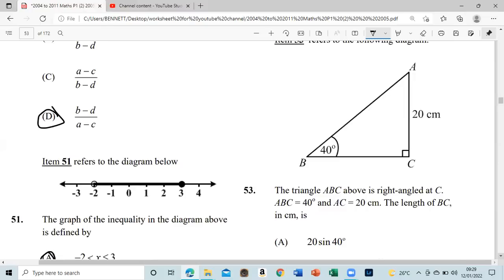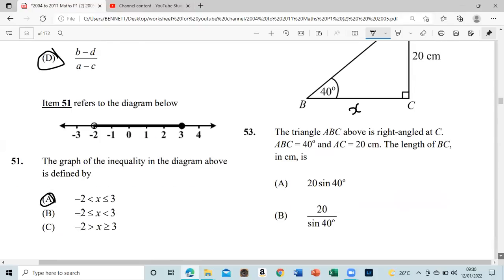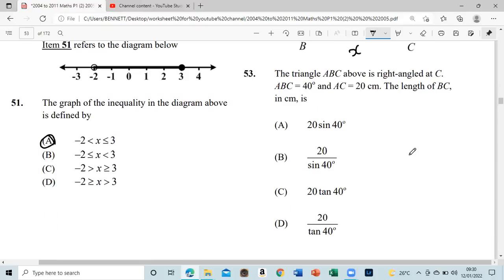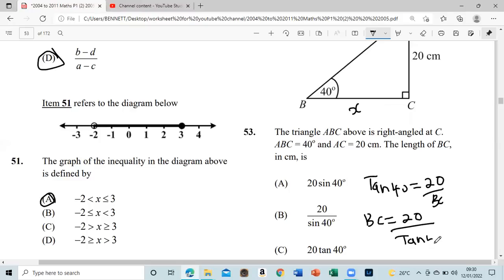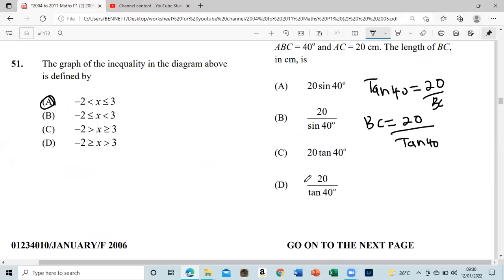53. The triangle ABC above has a right angle at C. The length of BC in centimeters. So we are looking at this side, so it will be opposite and adjacent. So it's tan, opposite over adjacent. Tan 40 equals 20 over BC. So BC equals 20 upon tan 40. So this would be D.